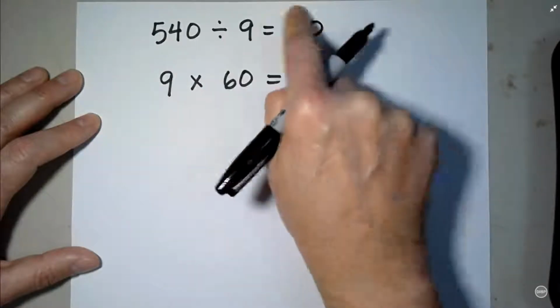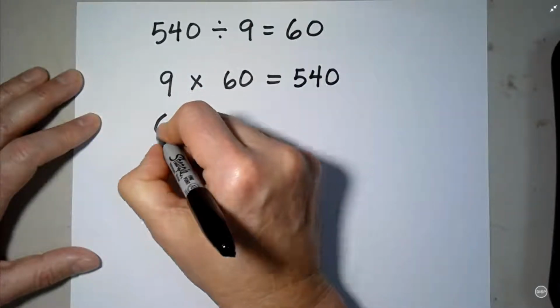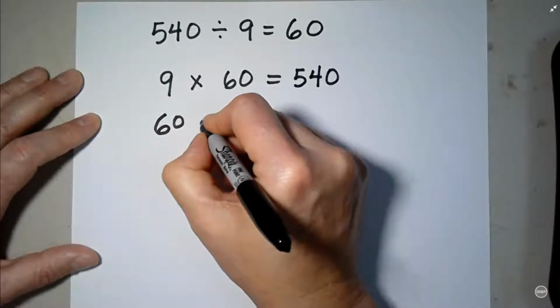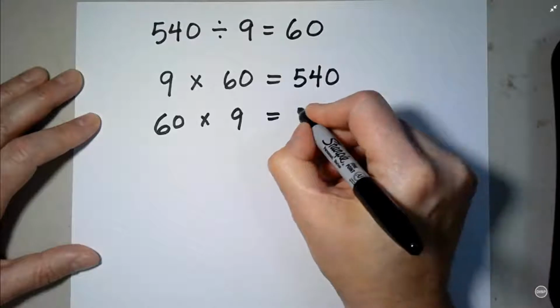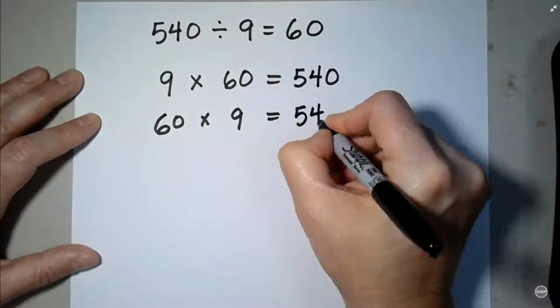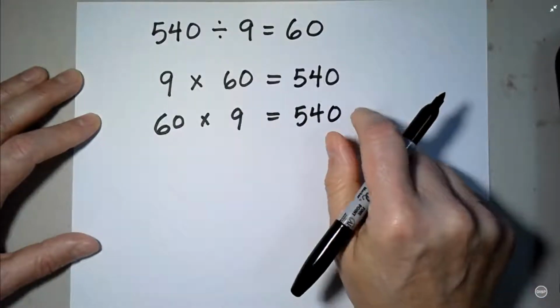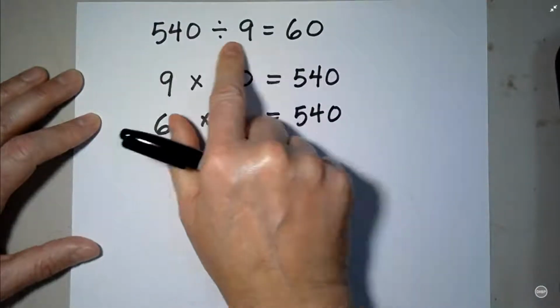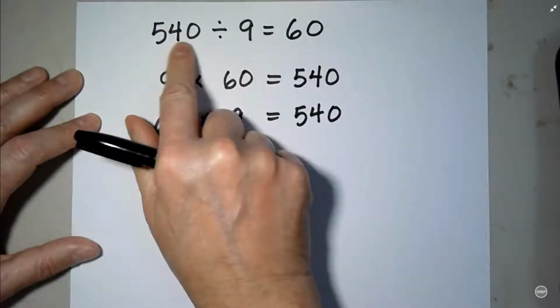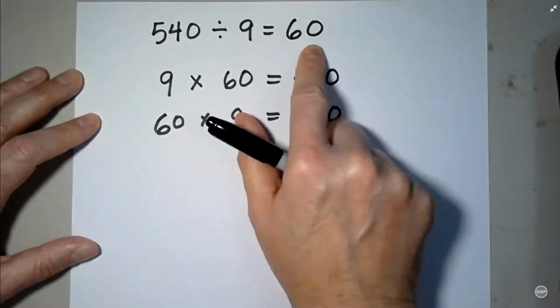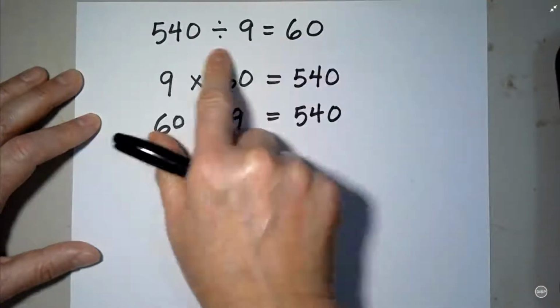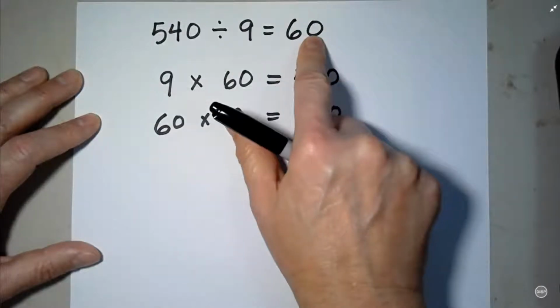And since it's multiplication, we can flip these around. 60 times 9 should also equal 540. Now, it doesn't work the same way with division. We cannot flip these two around. We can't say that 9 divided by 540 equals 60. But we can flip these two around again.